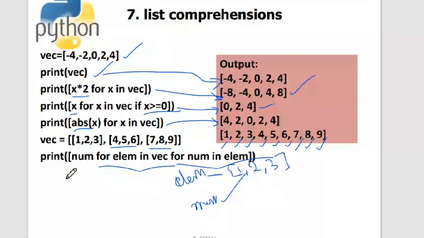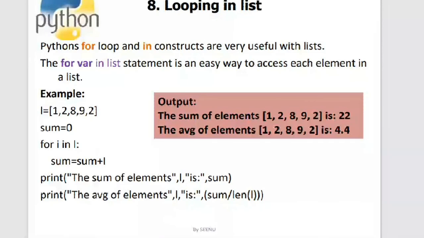Okay. So this is the eighth point of the list concepts. We have already seen this; I just wanted to give you an example of taking the sum of the elements in the list and finding the average of the list. I have taken a list here to show you two points. The first point is that a list can have duplicate values. See, I have 2 here, 2 here.